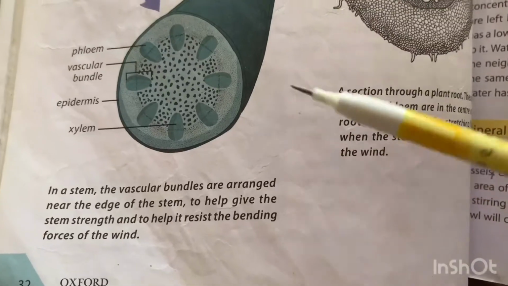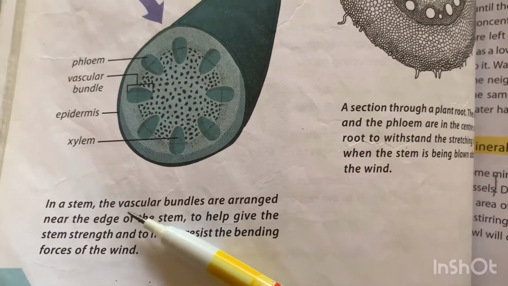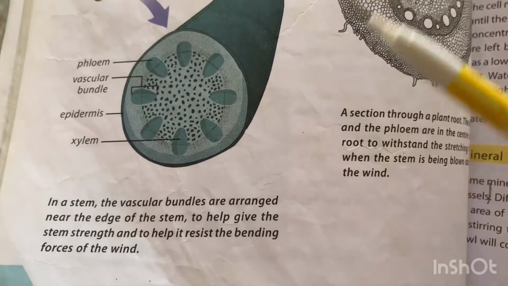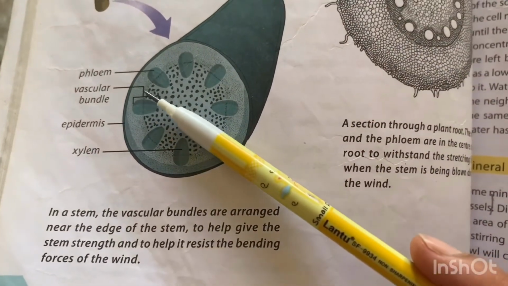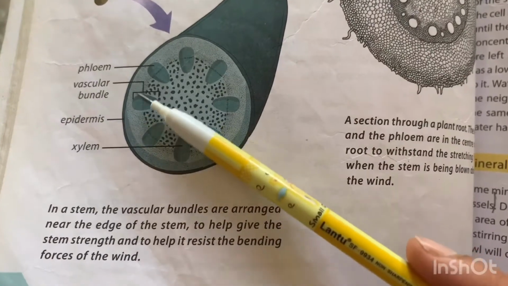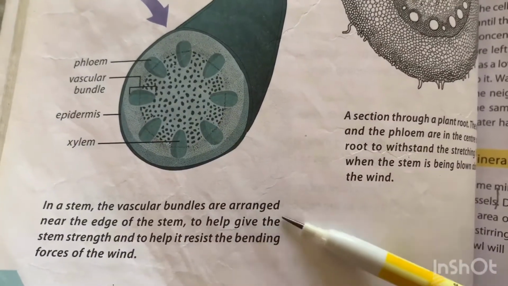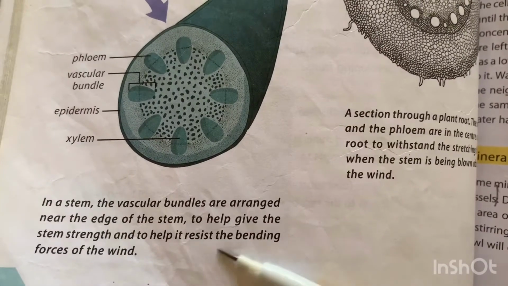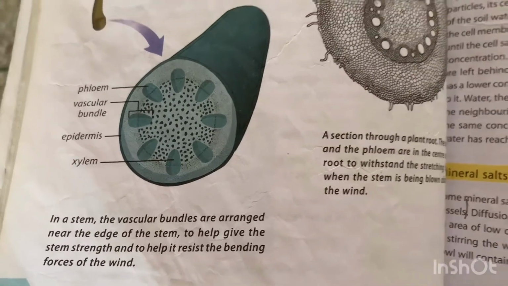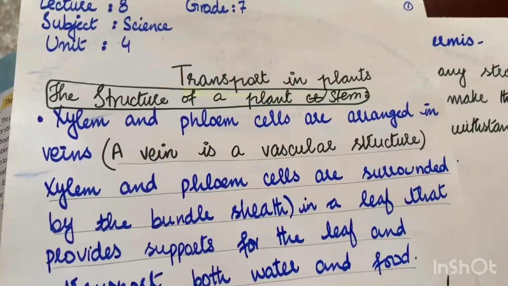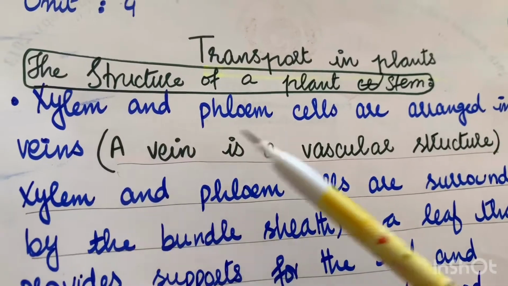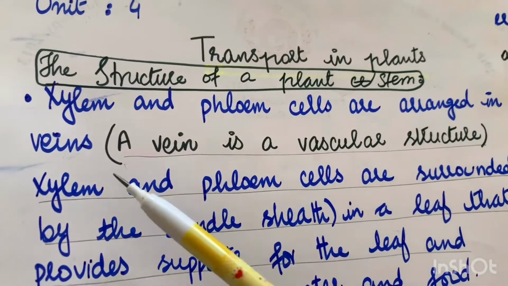See the diagram. In a stem, the vascular bundles are arranged near the edges of the stem. So vascular bundles are arranged near the edges of the stem to help give the stem strength and to help it resist the bending force of the wind. Transport in plants, the structure of a plant stem. Xylem and phloem cells are arranged in veins.